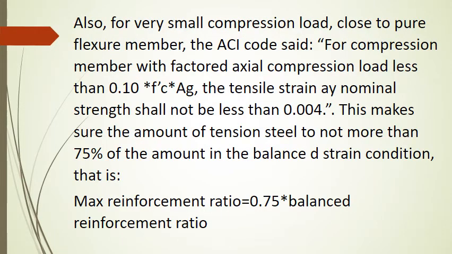Also, for very small compression load close to a pure flexure member, the ACI code says, for compression members with factored axial compression load less than 0.10 times f'c times Ag, the tensile strain at nominal strength shall not be less than 0.004. This makes sure the amount of tension steel is not more than 75% of the amount in the balanced strain condition, that is, the max reinforcement ratio equals 0.75 times the balanced reinforcement ratio.